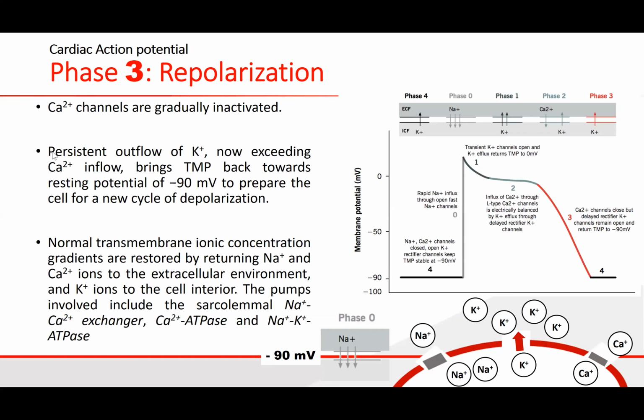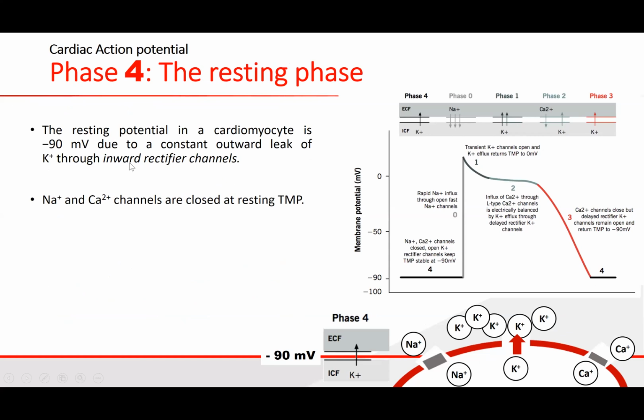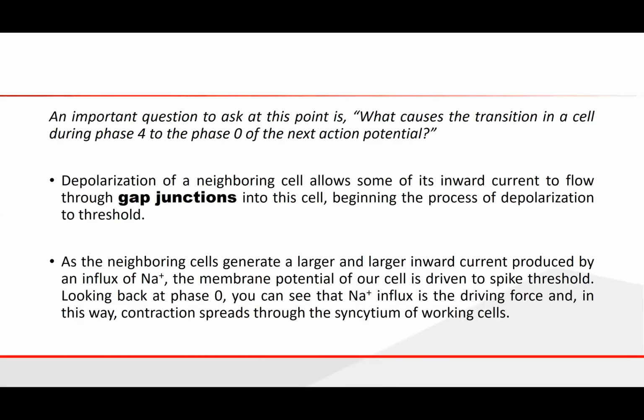The membrane potential is at -90. The constant small leak of potassium maintains this -90 millivolt of potential, ready for further stimulation from neighboring cells to trigger another action potential, and so on. So this is the normal or the typical action potential of the cardiomyocytes that are not capable of automaticity.